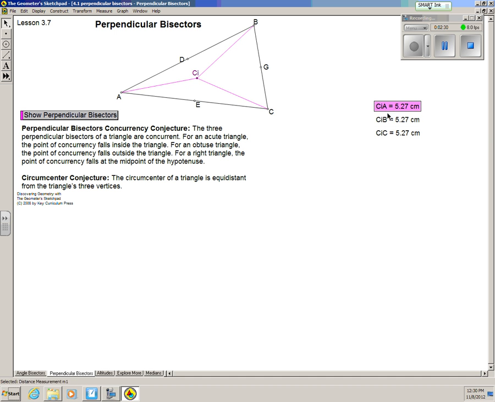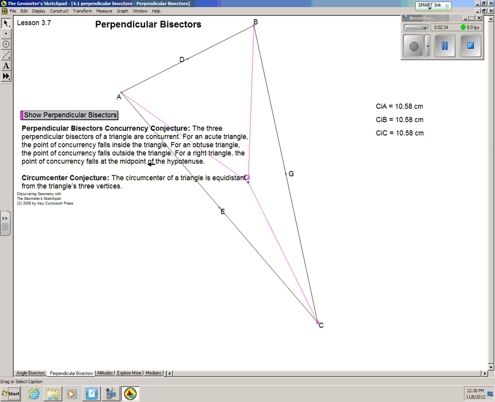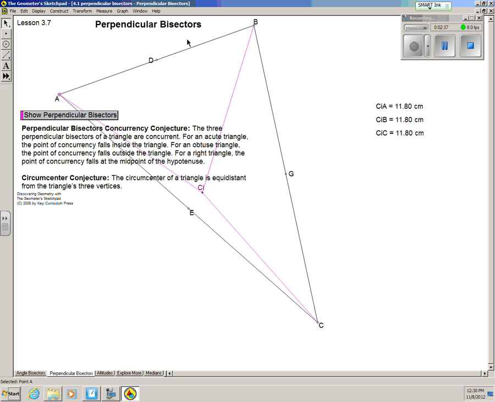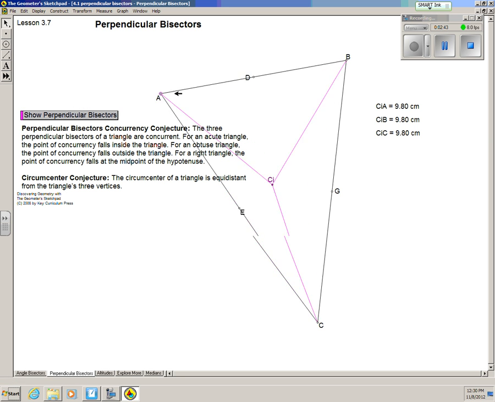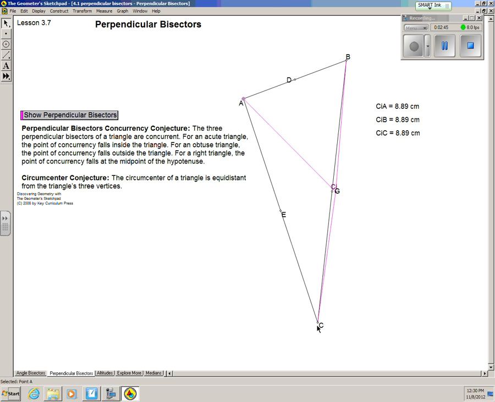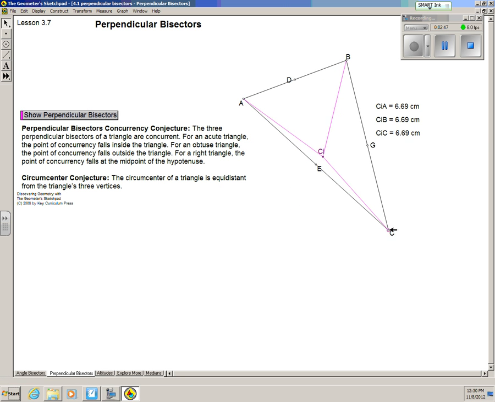As we look on the side and we drag this triangle, those values constantly stay the same. Doesn't matter what the triangle looks like, as long as I've got the circumcenter to all the different vertices, I'm always going to have equal segments, from the circumcenter to the vertices. Alrighty, so there's that.